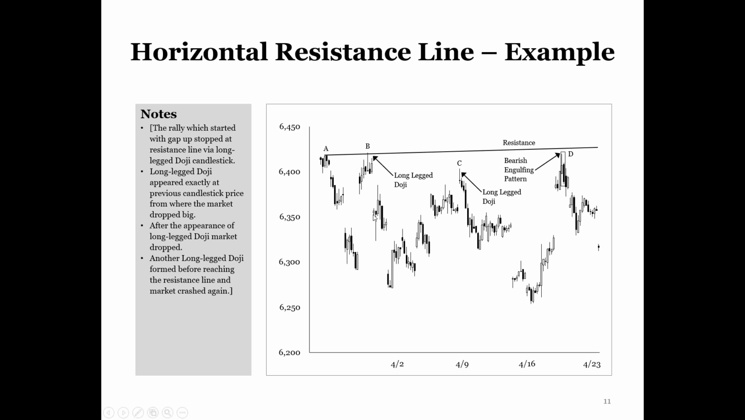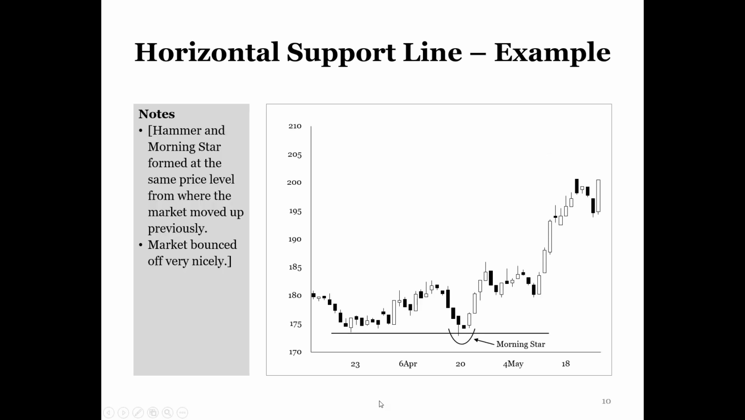So the resistance is not just one price; it's a zone. It's a defined zone. So the zone is right here, right here. So this is your zone. In this case, this is your zone. So it's not just one price point. This area is a perfect zone.